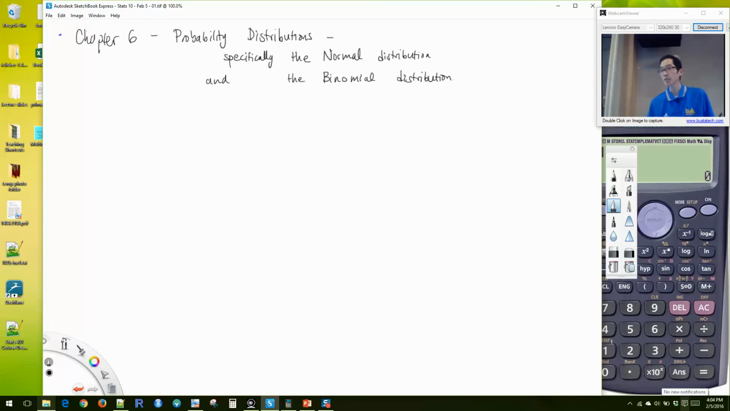Okay, so last chapter, in chapter 5, we covered rules of probability, okay? And we said if we know this about certain events, we can calculate the probability that this event will occur and whatnot. In chapter 6, we are still dealing with probability, but now we are dealing with what we call a probability distribution. And so here we have what we call a random variable.